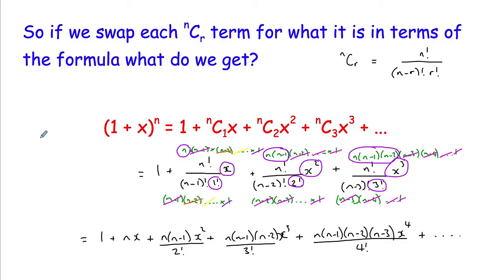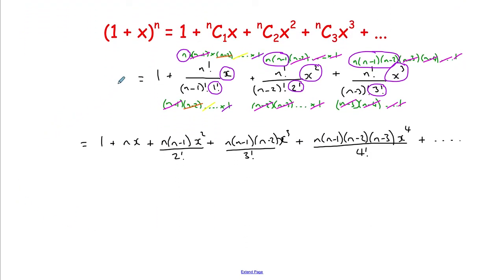So that's one big difference between binomial expansions where n is a positive whole number, which terminate, and when n is not a positive whole number, these expansions will not terminate, they will be infinite.